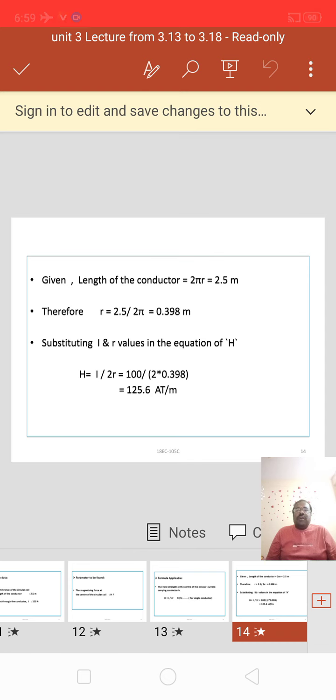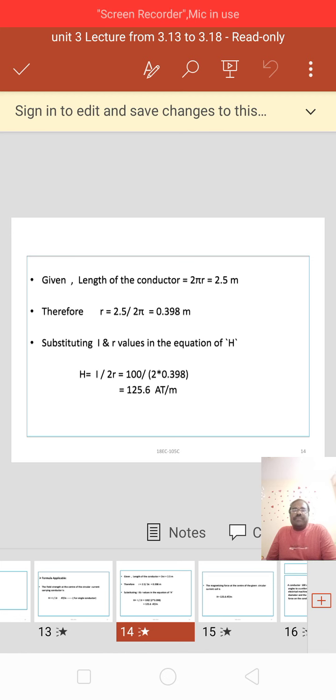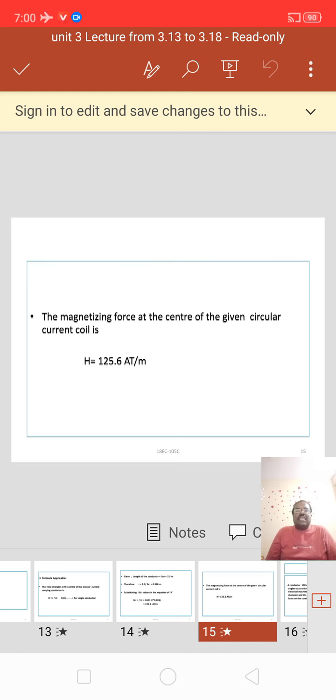Okay, here the formula is H equal to I by 2r. In this we want to apply the values given in the problem by taking the circumference of the circle, that is L equal to 2 pi r. L value is 2.5 meters. We can find out the value of r, simply r equal to 0.398 meters. Next one, the magnetizing force at the center of the given circular current coil is H equal to 125.6 ampere turns per meter.